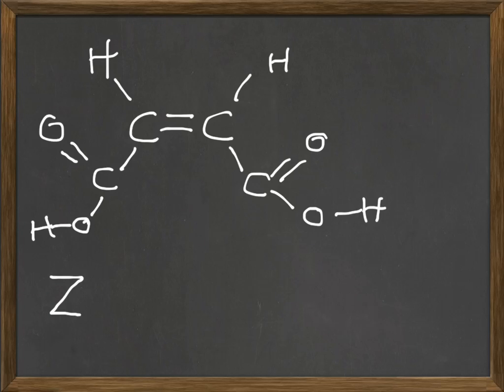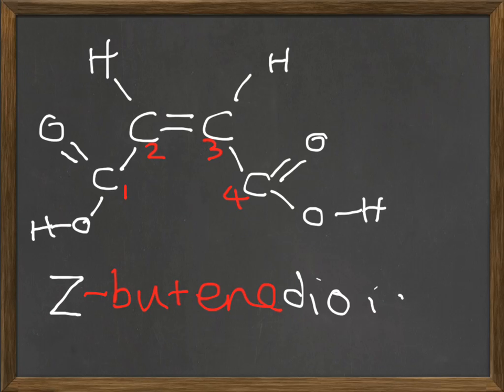Alright, you should have realised that the 2 carboxylic acid groups, they're both on the same side of the double bond, which is on the second carbon. And you've got 4 carbons in total, so Z, butene, because of that double bond, and then dioic acid. Okay, because we've got 2 acid groups.